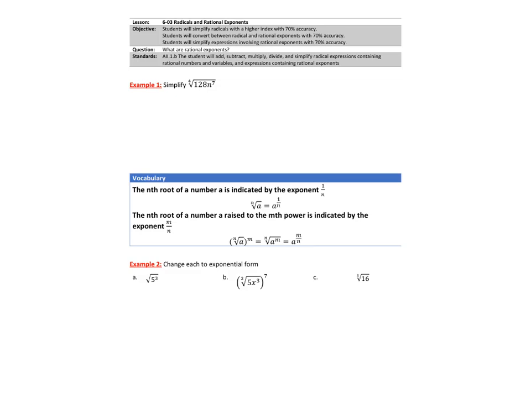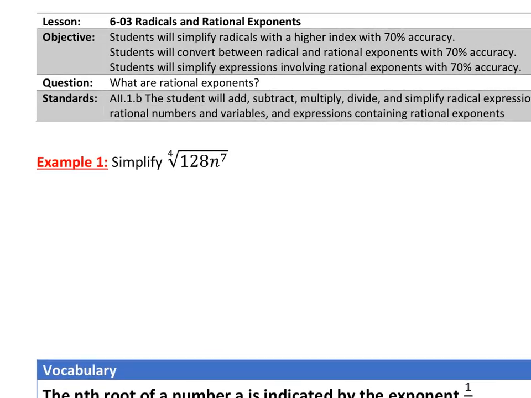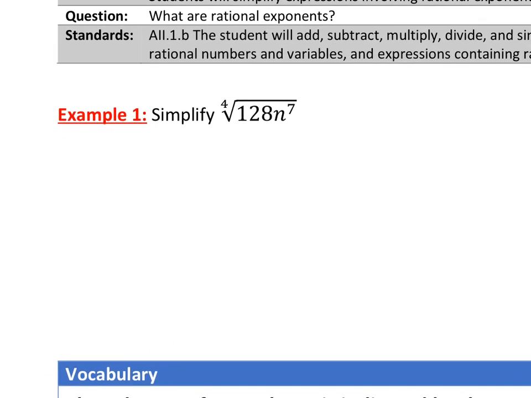Okay, today we're going to be going over radicals and rational exponents. So we just had to go over this one example, though you probably already know how to do it if you already know how to do the factor trees. So when we simplify the fourth root of 128n to the seventh, do your factor tree.